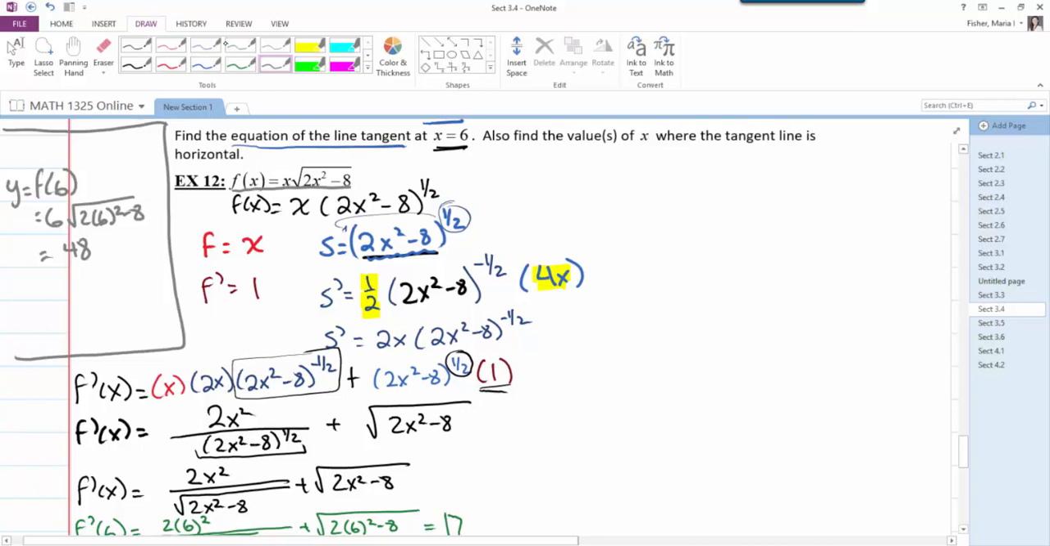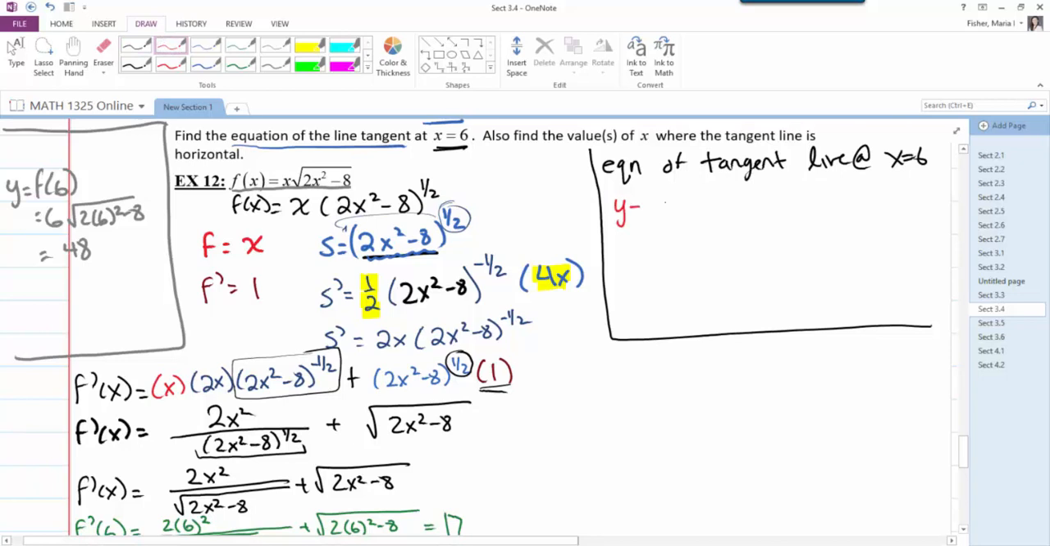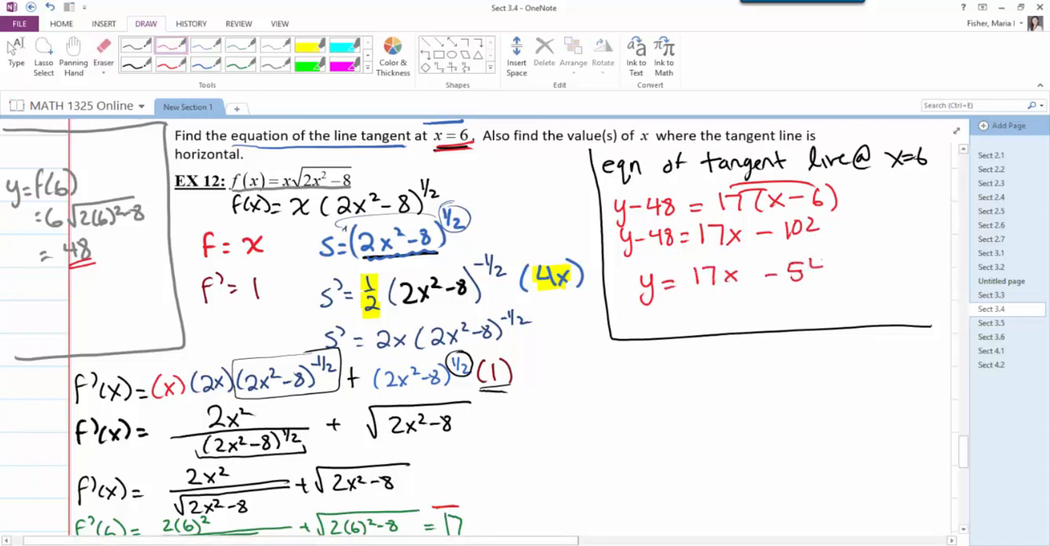So then, to find the equation of the tangent line, we would say y minus y1, which is 48, is equal to m, which is 17, times x minus x1, which is given as 6. So we get y minus 48 is equal to, okay, let's go ahead and distribute our 17. So 17x minus 17 times 6 is 102. Add 48 to both sides, and I get that y is equal to 17x minus 54.